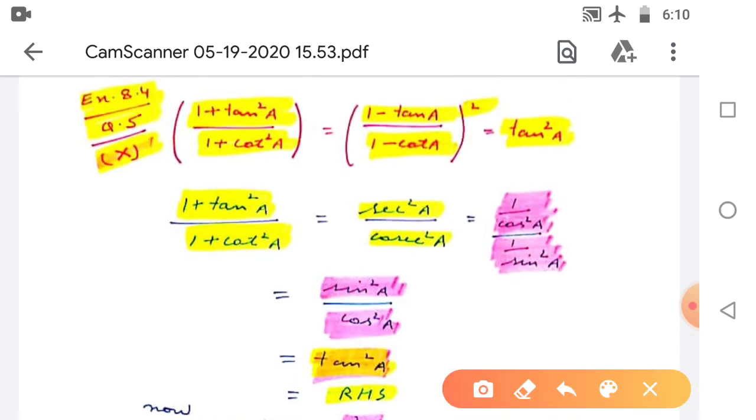And this question is again (1 plus tan square A) upon (1 plus cot square A) is equal to ((1 minus tan A) upon (1 minus cot A)) whole square is equal to tan square A. We need to prove this.